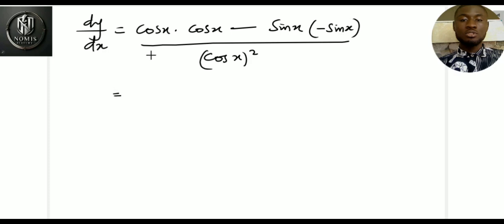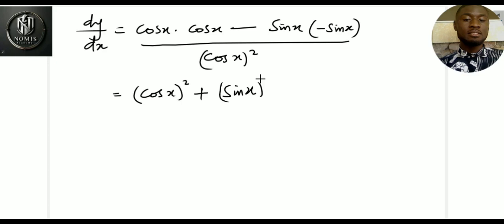So to simplify this, we now have cos x multiplied by cos x, that's cos squared x, minus sine x multiplied by minus sine x. That will definitely give us plus sine squared x. Remember, minus times minus gives us plus.